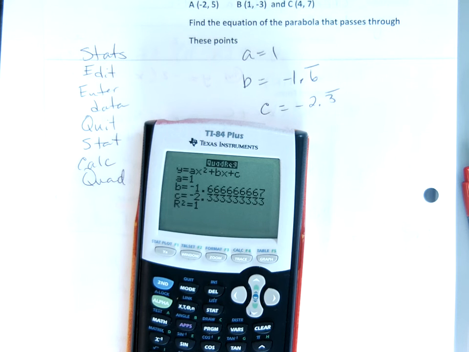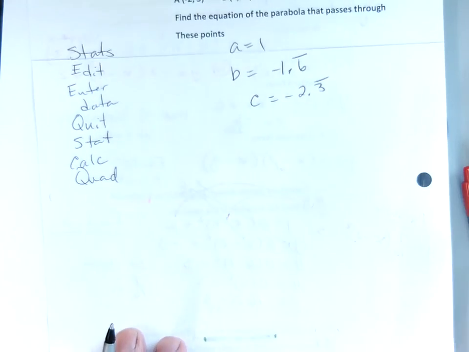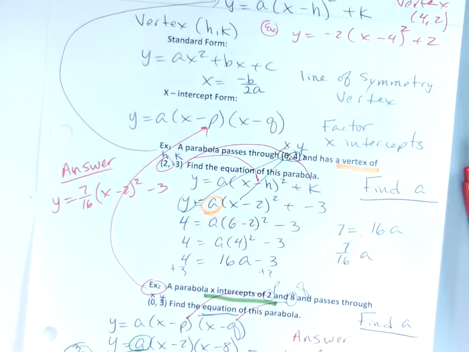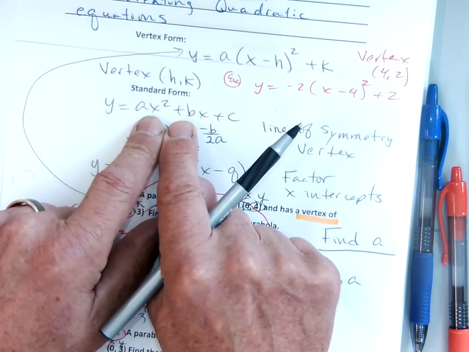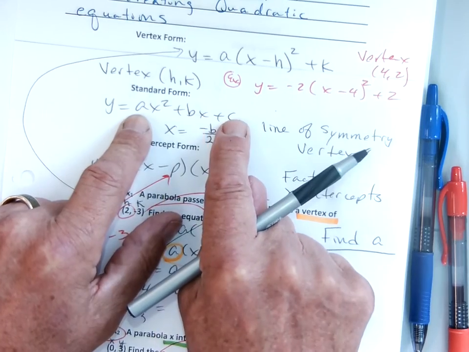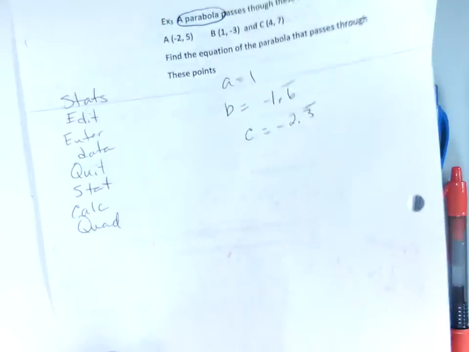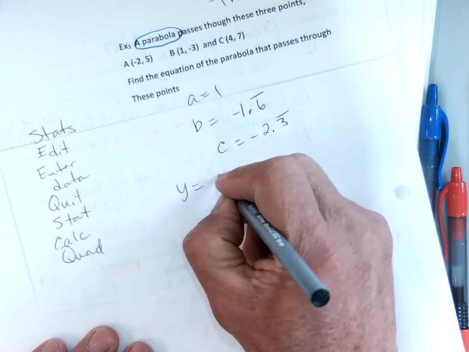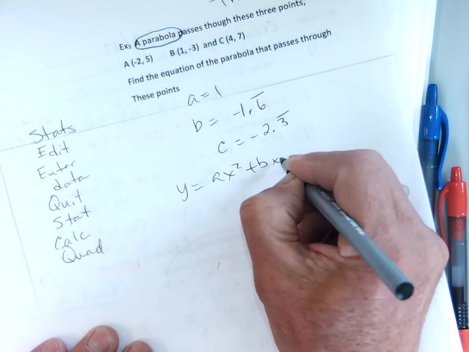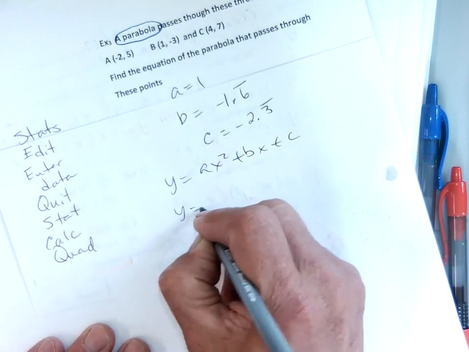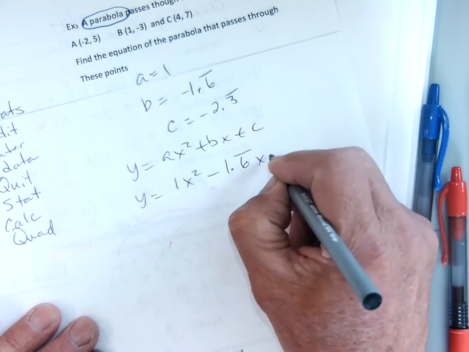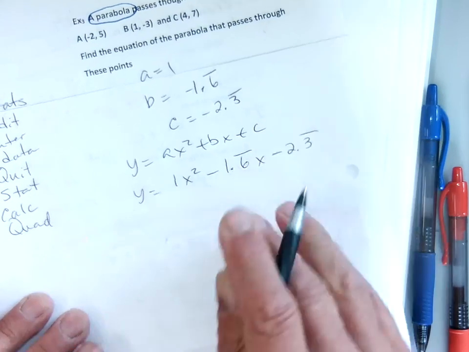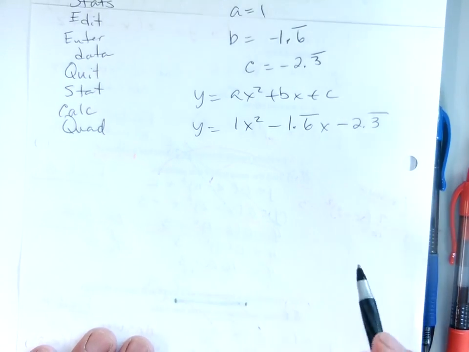Okay, now, what do we find? I'm going to turn the page back, and look at this, standard form. What do you see? You see an A, B, C, don't you? So I'm going to rewrite y equals ax squared plus bx plus c, and my equation is y equals 1x squared minus 1.6 repeating x minus 2.3 repeating. Now that was pretty easy to get that equation, wasn't it? We just had to use the calculator.